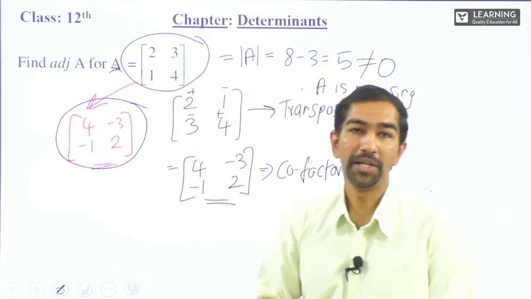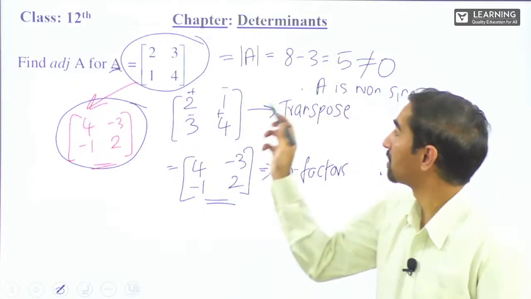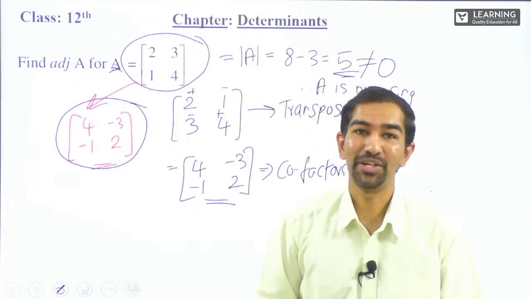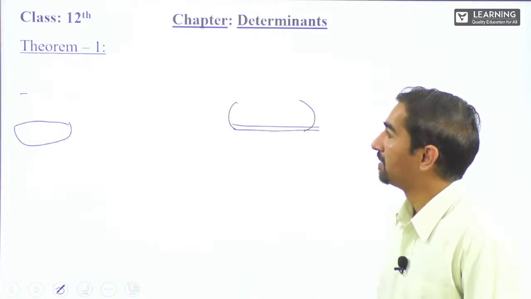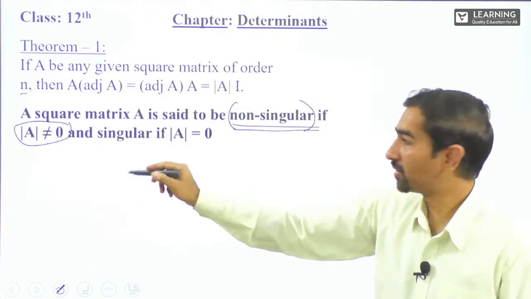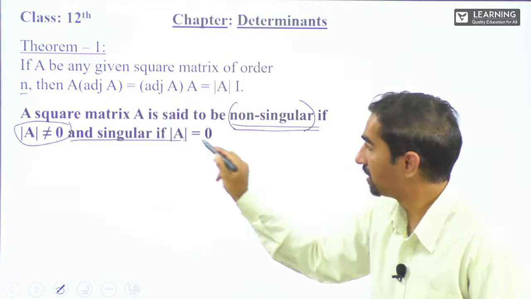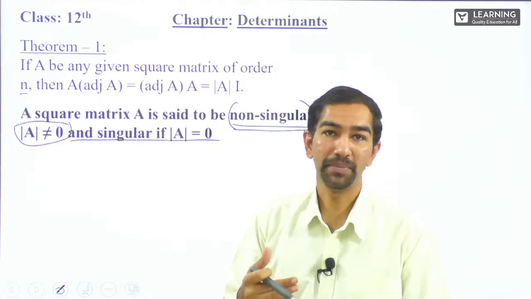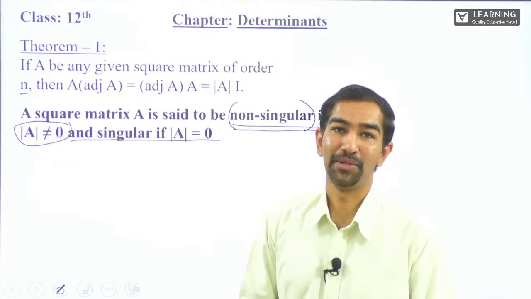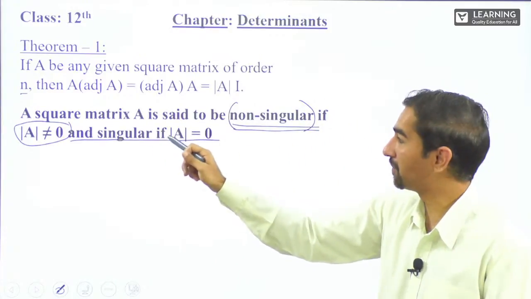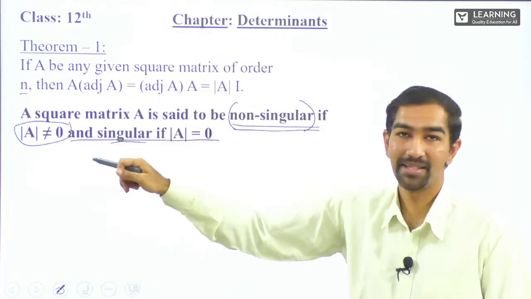Understood? If the determinant of A is not equal to 0, it is equal to some other number or integer, then we can tell that the given matrix is non-singular. So, non-singular if determinant of A is not equal to 0, and it is singular if determinant of A is equal to 0. So now you have understood what is the meaning of non-singular and singular.